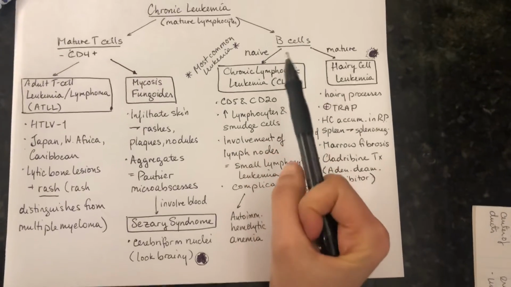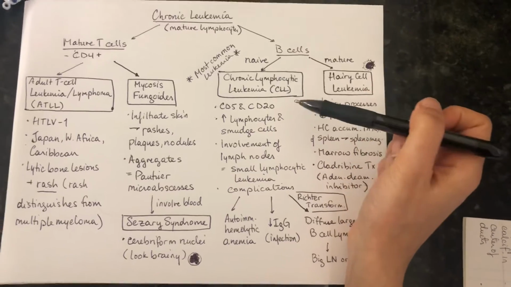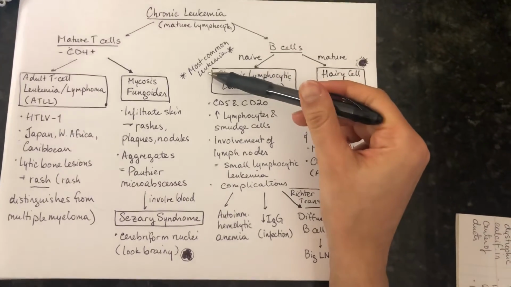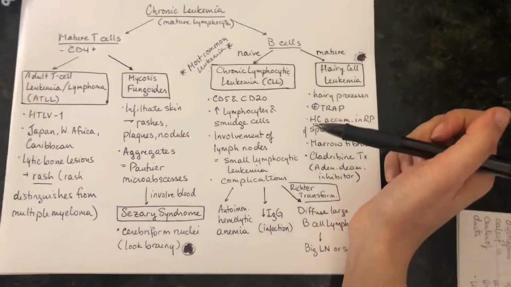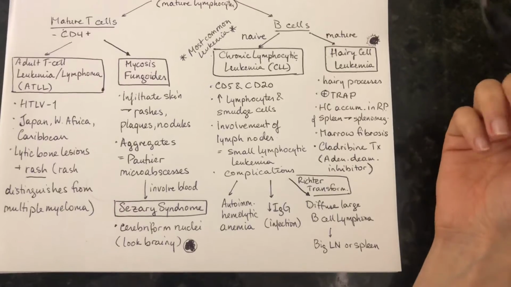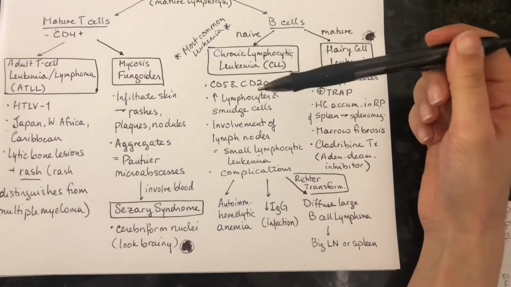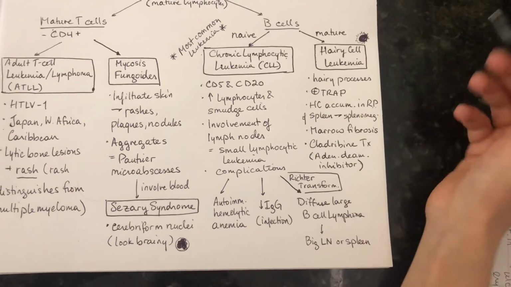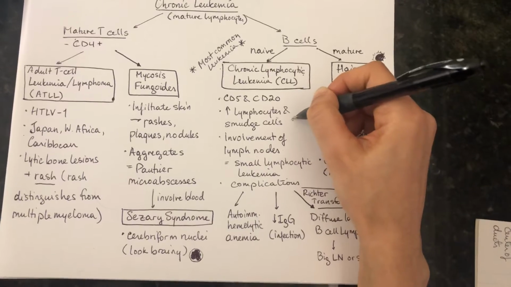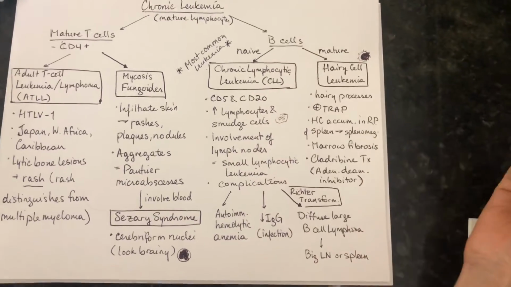And the B cell leukemias, if you have a proliferation of naive B cells, you're going to get chronic lymphocytic leukemia. This is the most common leukemia overall. And you're going to have CD5 and CD20 positive cells. You're going to have increased lymphocytes, obviously, and increased smudge cells. Smudge cells are exactly what they sound like. They're cells with all these dispersed kind of nuclei looking things, and they look like that.